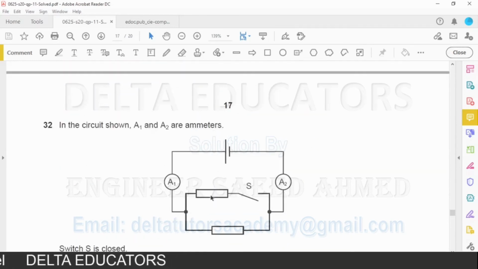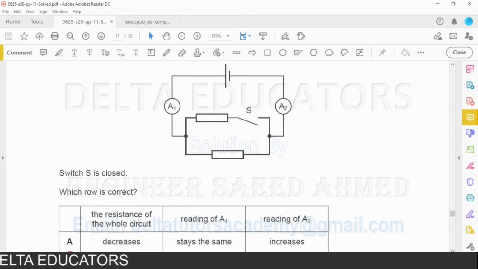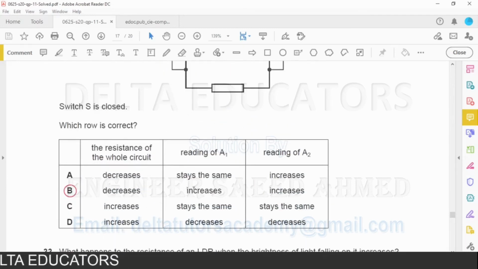So here, when this switch is closed, resistance decreases and the currents A1 and A2 will increase. Now we will check the options. In option B, it is given: reading of A1 increases, reading of A2 increases. It means that the current flowing in the circuit increases with the decrease in resistance. So here the correct option is option B.